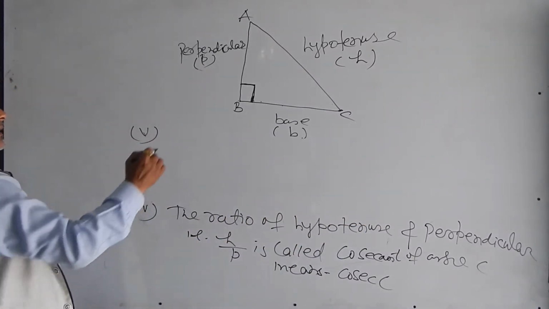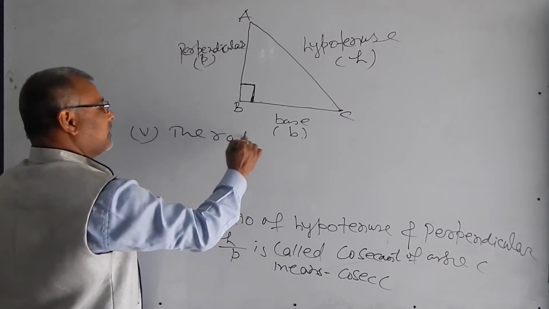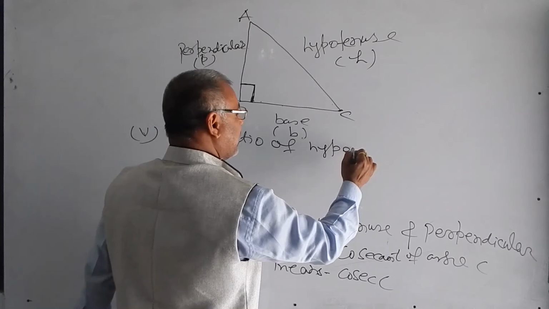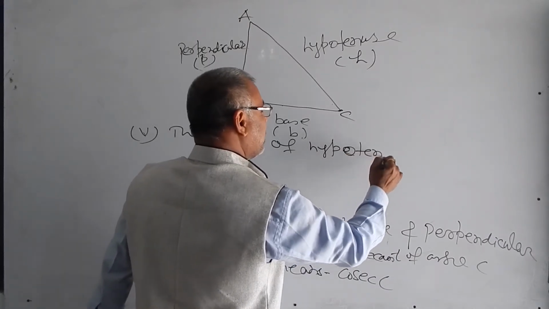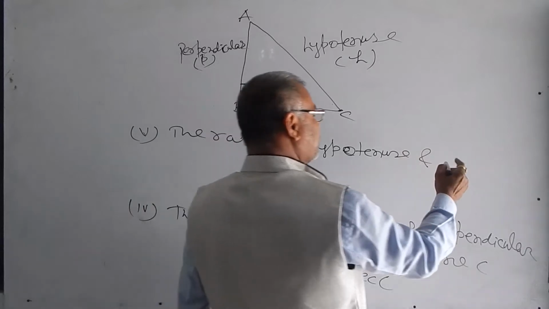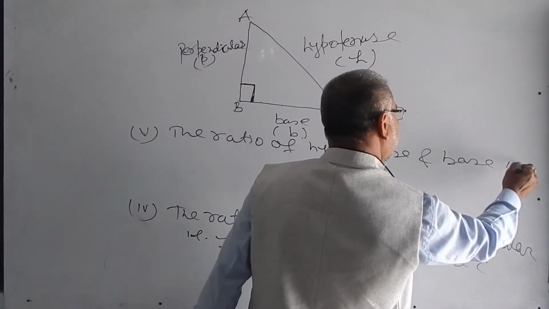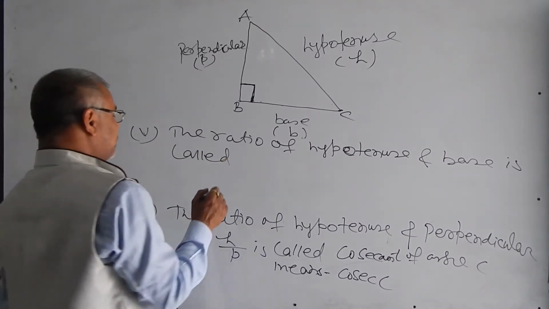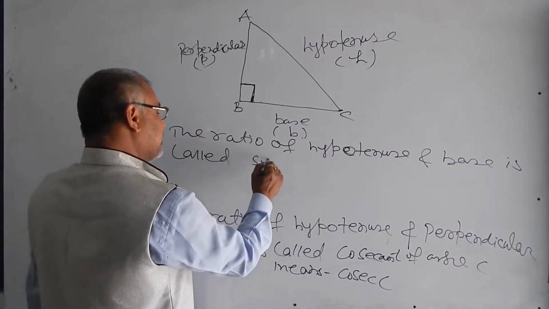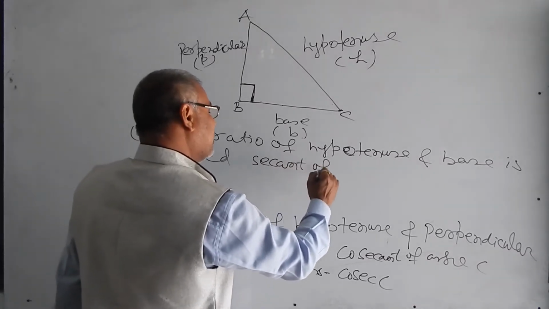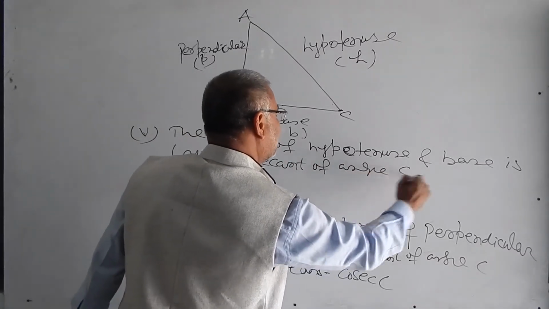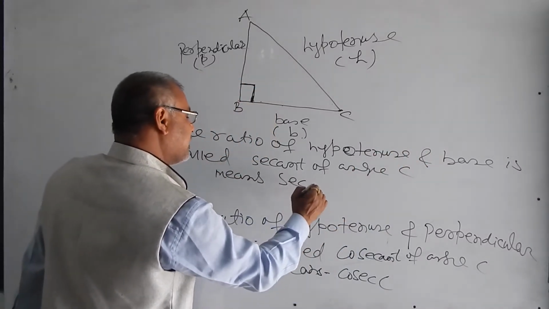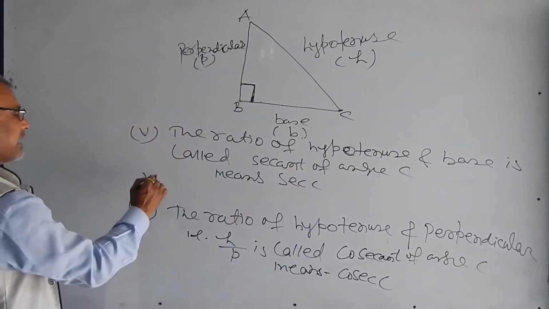Fifth number, the ratio of hypotenuse and base is called secant of angle C, means sec C.